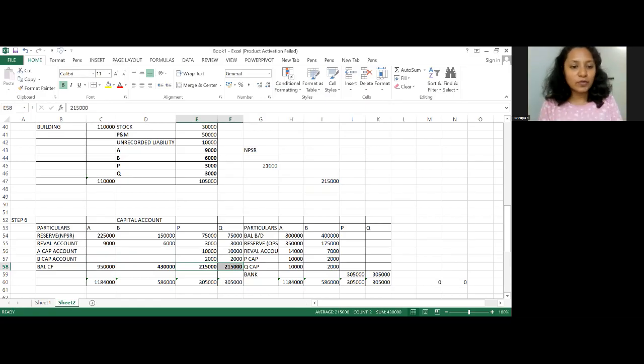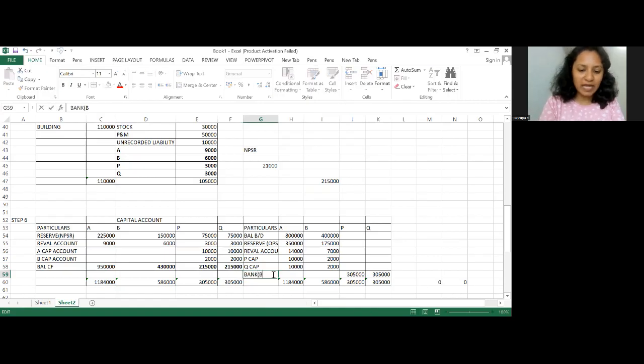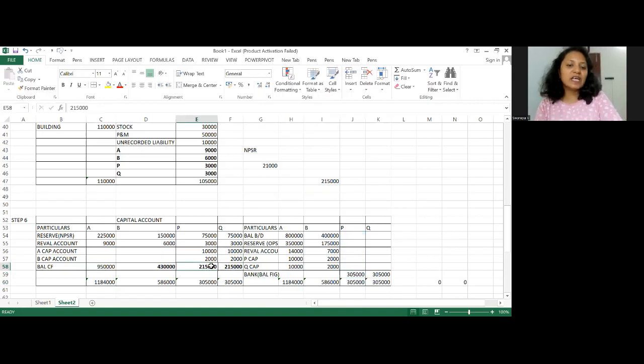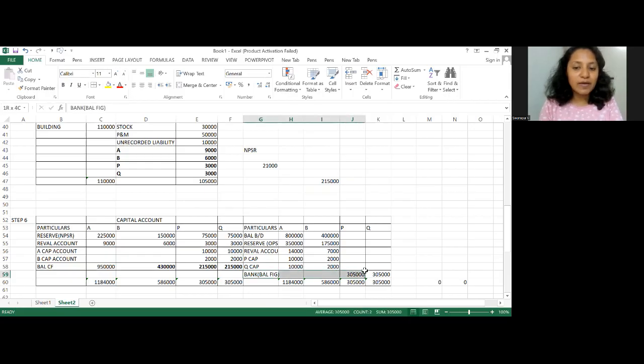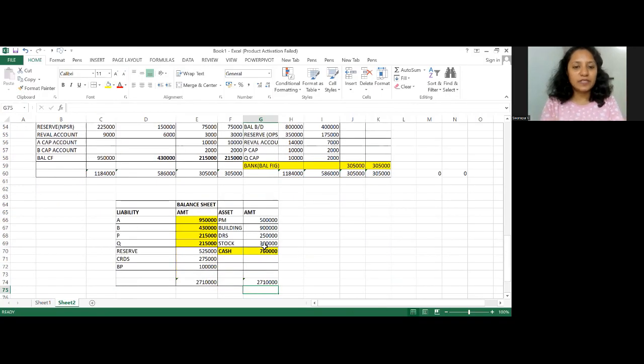If P and Q were to bring a balance of 2,15,000, they have other amounts also which they'll have to bring in towards goodwill, towards revaluation, towards reserves. So adding all that together, bank, this is your balancing figure. Okay, this 3,05,000 is the balancing figure. Once you place 2,15,000, the balancing figure is 3,05,000, which is the amount that is to be brought in by P and Q. So once this is done, the final step, that is preparation of balance sheet.